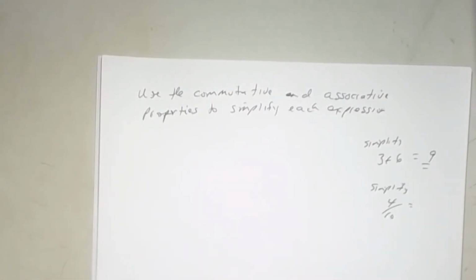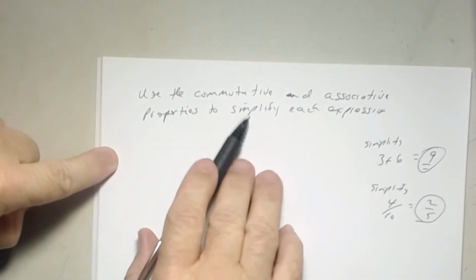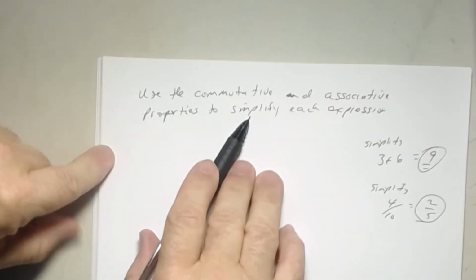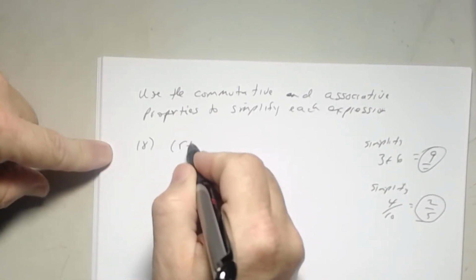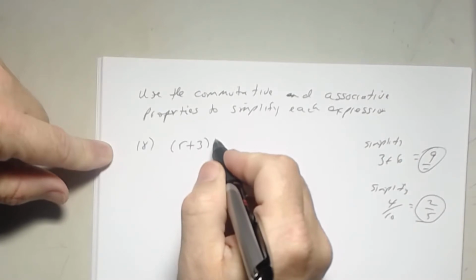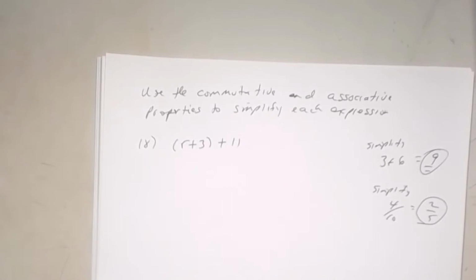That's what simplify means in that case. So you need to know that depending on the context, simplify can mean different things. So simplify here means to reduce. And when I reduce this, what's the answer? 2/5. So that will be the simplification of this. Okay? So keep in mind what we mean by simplify. All right, so number 18, you have r plus 3 plus 11. And they want you to use the commutative and associative properties to simplify this.